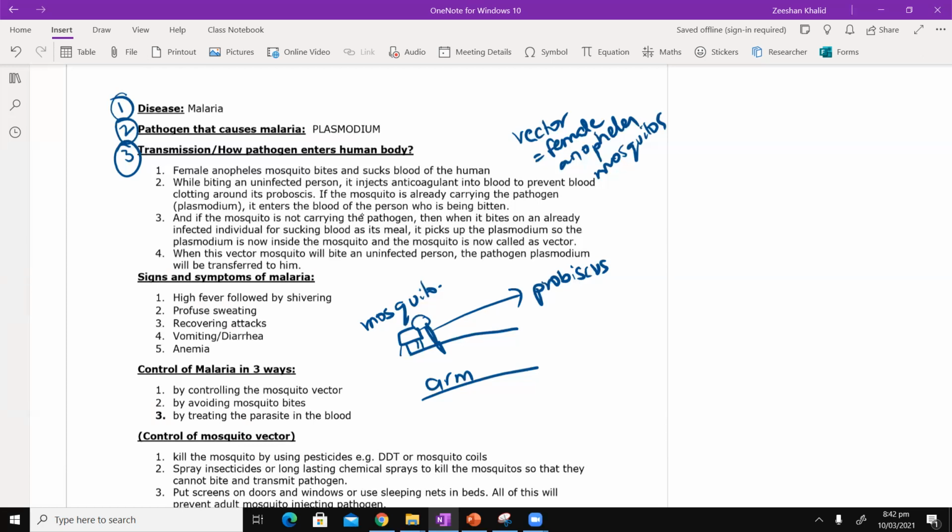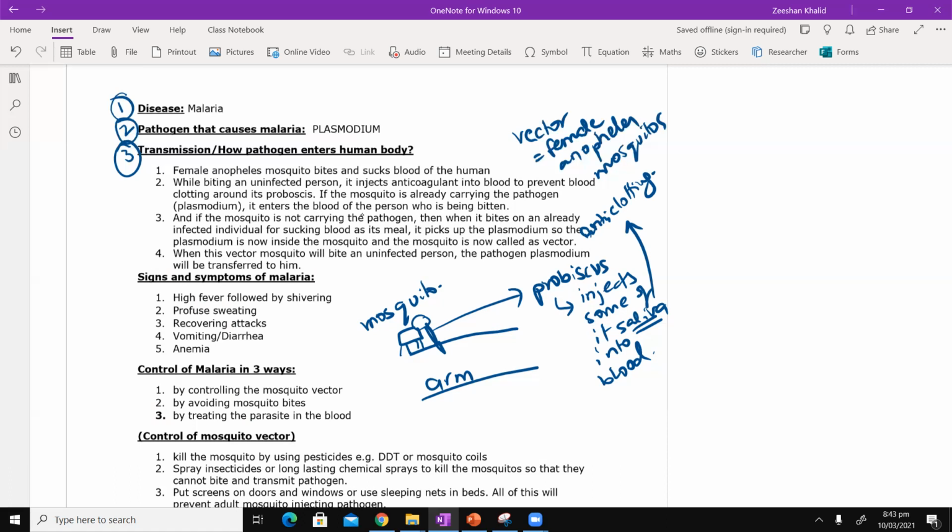So what it does is when it introduces the proboscis into the skin, it injects some of its saliva into our blood. Why is that the case? Because the saliva contains an anticoagulant. Anti-clotting material hota hai usme. So the reason why, before sucking the blood, it is injecting the saliva is because the saliva contains something that would prevent the blood from clotting. Okay, so therefore it can easily suck the blood and it can go out.